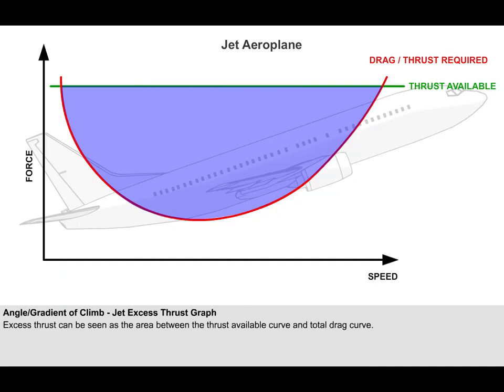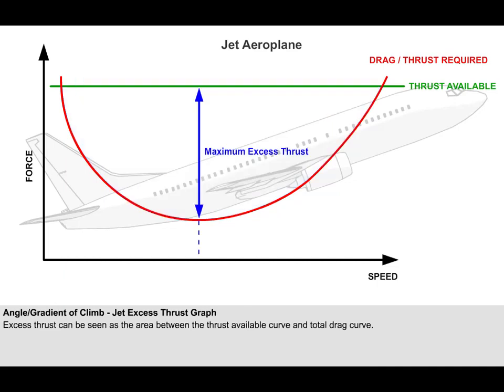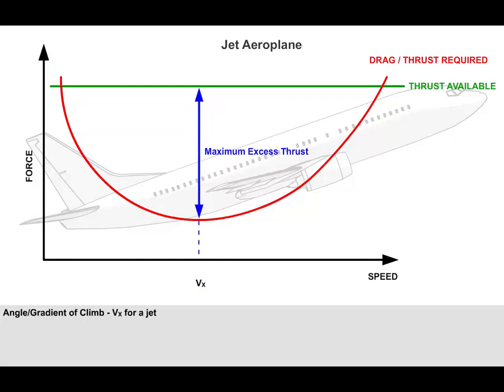This is the case where the distance between the thrust and the drag lines is the greatest, as shown here. Notice that maximum excess thrust available occurs at this speed. At any other speed, the excess thrust available is less, and therefore the climb angle achievable will be less than maximum. The speed at which the aeroplane generates the greatest amount of excess thrust, and therefore is capable of its greatest angle of climb, is called Vx. Vx is defined as the speed for the best angle of climb.